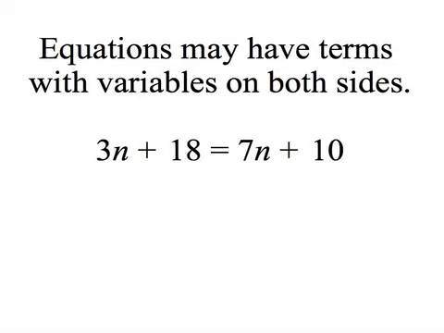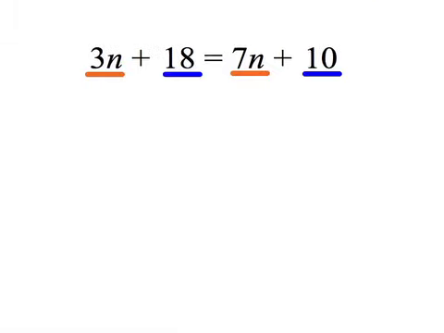Here's an equation with a variable term on each side. And we've marked our like terms. There's one variable term on the left and one on the right. One number on the left and one on the right. What we need to do is add the opposite of one of those four terms to both sides.